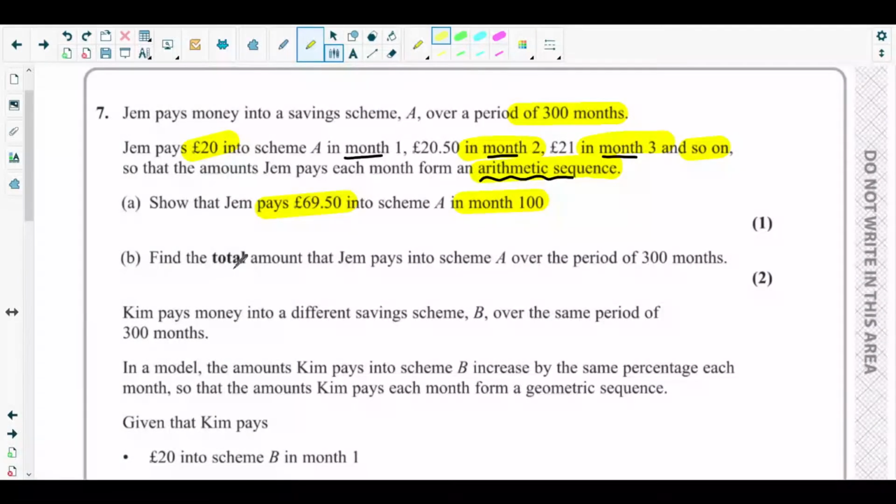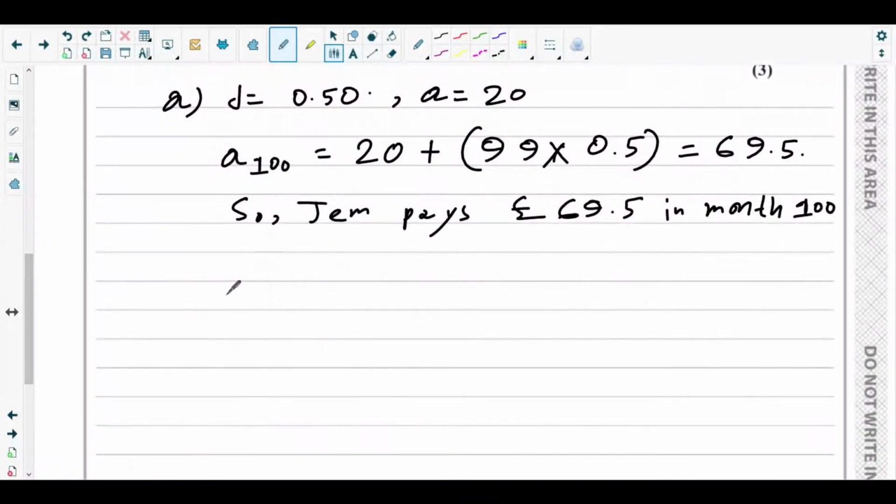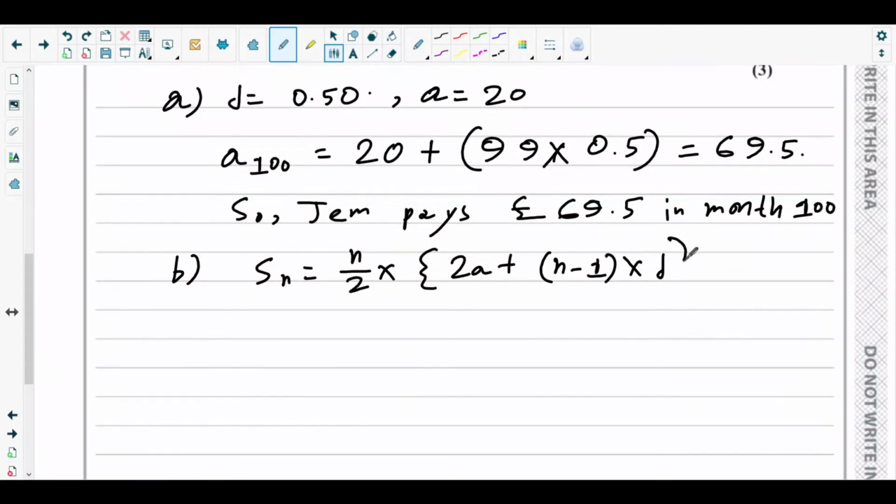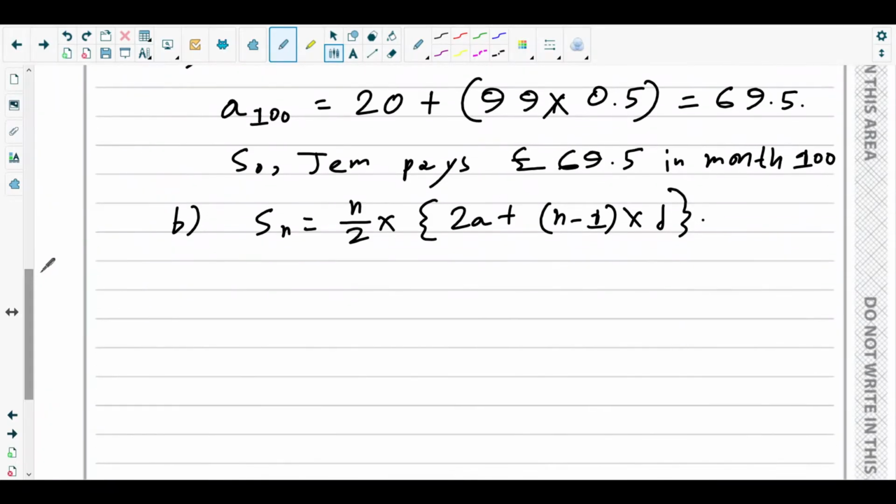Part B is asking to find the total amount that Jem pays into scheme A over the period of 300 months. That means we need to find the sum of the first 300 terms. What's the formula for the sum of the first n terms of an arithmetic sequence? S of n equals n over 2 times 2a plus n minus 1 times d.